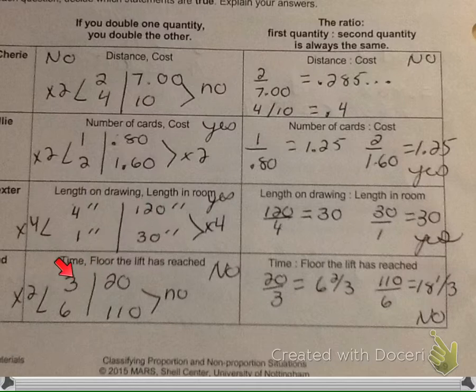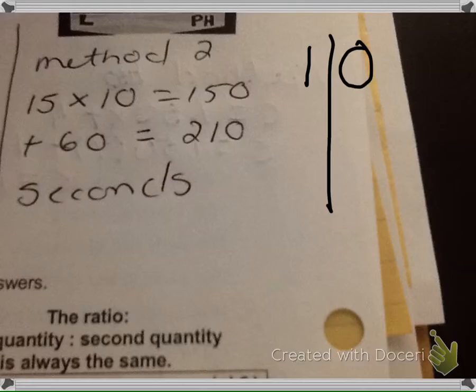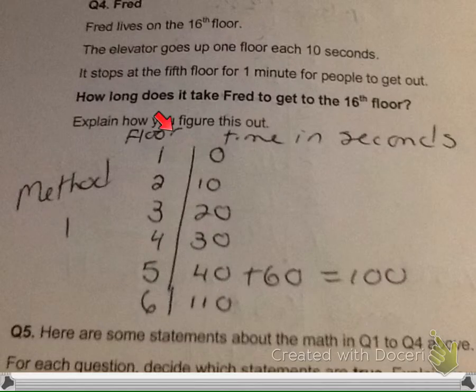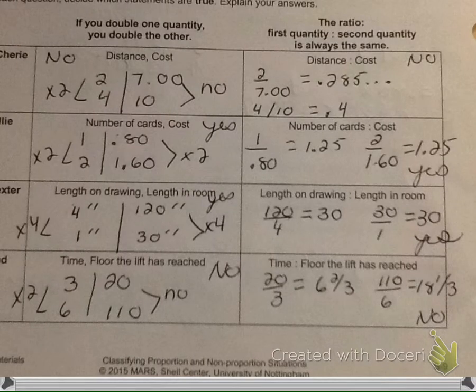And then over here, you had to be careful about the values. Some of you tried to pick 1 and 2 from the table, but that won't work because it's not right here. It looks like it is in proportion. It's not until you get here that it becomes out of proportion because of this minute of people getting on and off. So if you tried to use 1 and 2, then you weren't thinking about using values that would help you really answer the question and understand whether it's proportional. So I chose 3 and 6. 3 times 2 is 6, and 20 times 2 is not 110, so no.